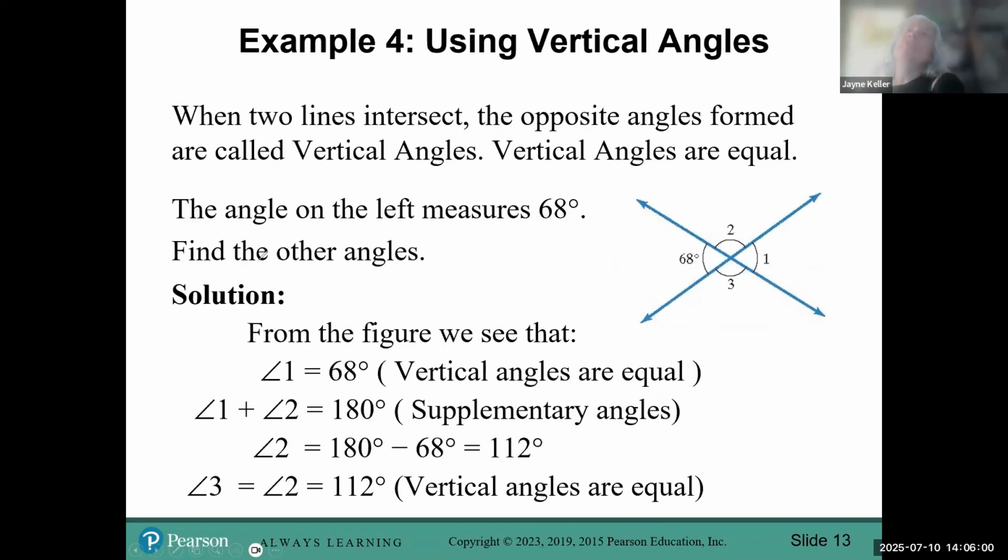Okay, and then we have vertical angles. Whenever I take two lines that intersect, so they meet in just one point, then the angles that are opposite one another, we give them a special name, we call them vertical angles, and they are equal to one another. So these two angles here, if this one's 68 degrees, that means this one is 68 degrees.